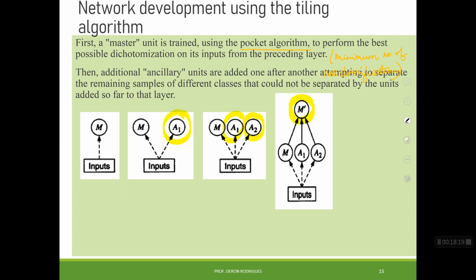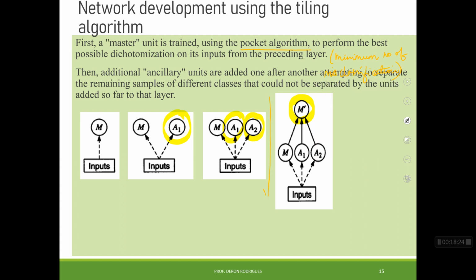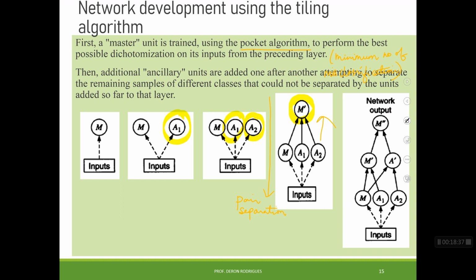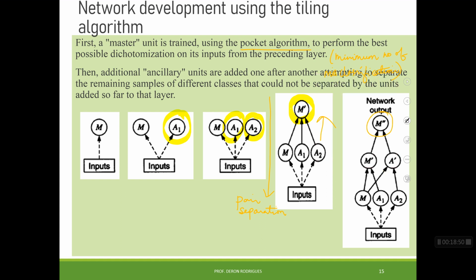When can I go to the second layer? Once I am done with all the pair separation. At this point all the pairs are separated, so I go to the next layer, and then, if required, I can add ancillary units in the second layer as well. After that is done, I can go to the final layer, the final output. Since I am getting only one node, I will stop at that point.